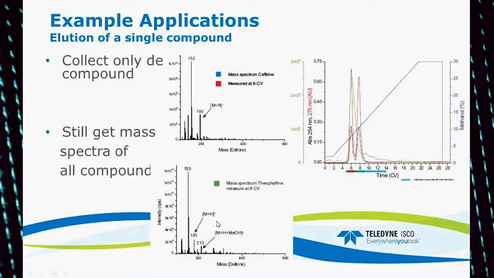And here's a good example. Here's where you got a nice M+1 for caffeine. You've got a nice M+1 for theophylline, but at the same time, the theophylline formed an adduct with methanol, and that gives you the 213 peak. So in this particular example, theophylline gave 2 peaks. You can collect on either one of those 2 masses if you wanted to collect for theophylline.